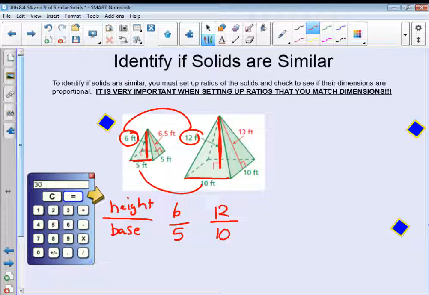And some kids can't. So then that's where you can always revert back to, let's check our cross products. 6 times 10 is 60. 12 times 5 is 60. Okay, yes, these would be proportional. But I will prove to you.